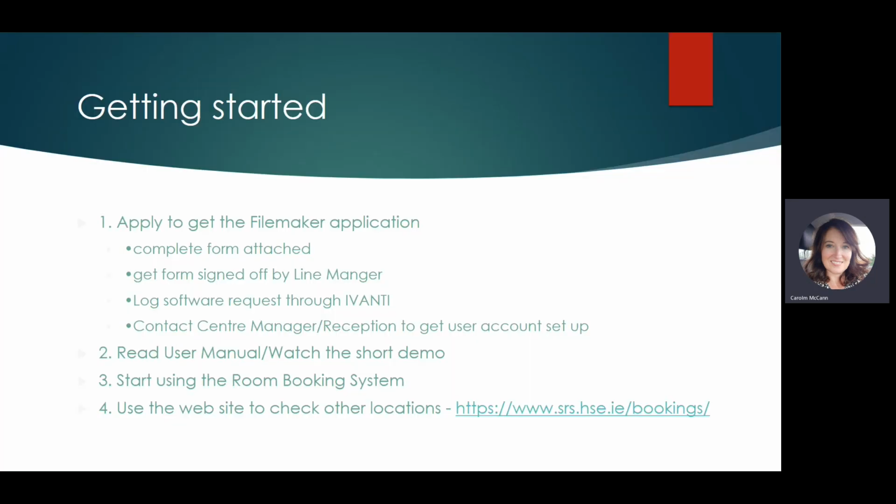To get started with the system, you need to apply to get the FileMaker application installed on your machine. You do this by completing the form attached, getting your line manager to sign, and then that form needs to be logged as a software request on the Avanti system. They will then contact you, install the application, and once the application is installed, you need to contact the center manager or reception where you work, and they will get you set up with a user account.